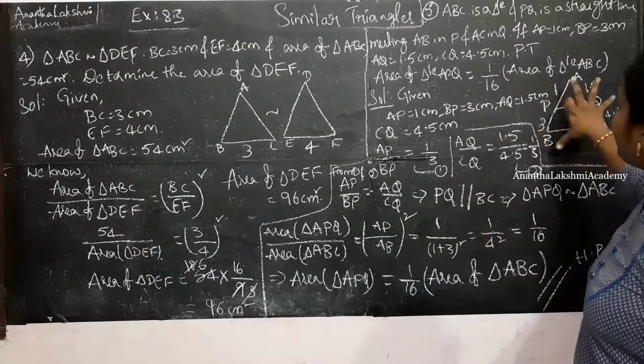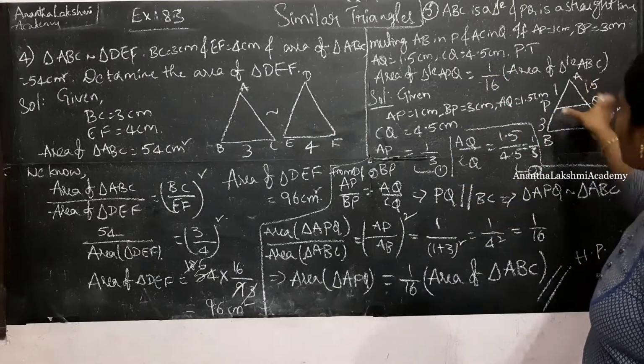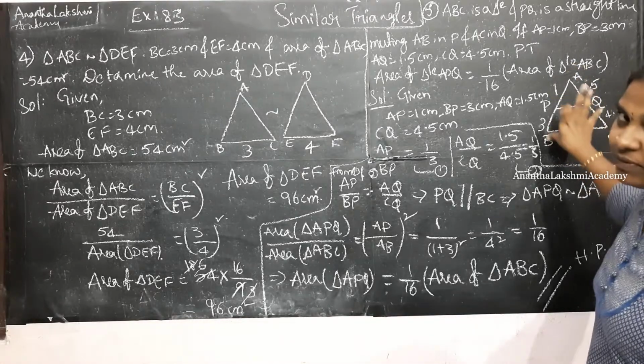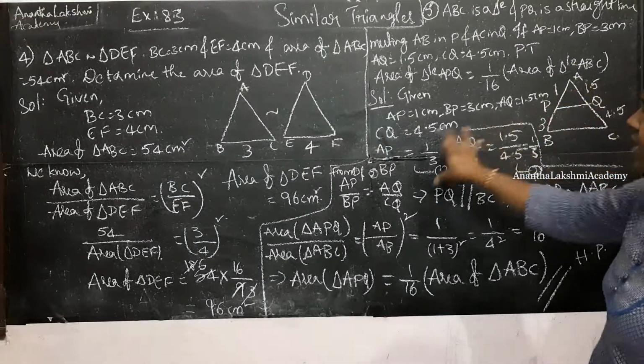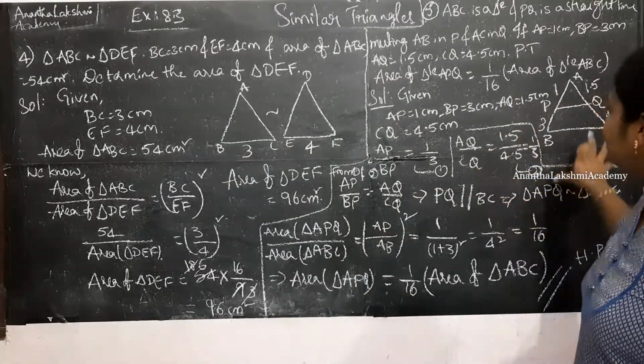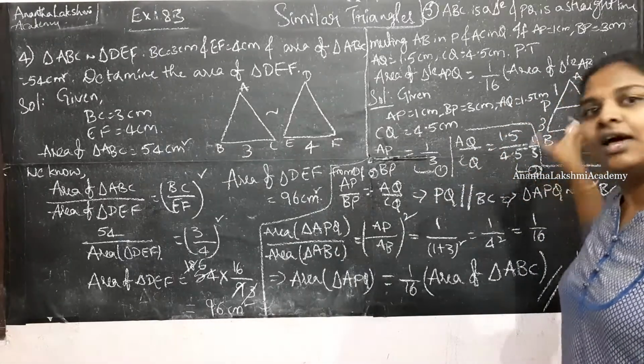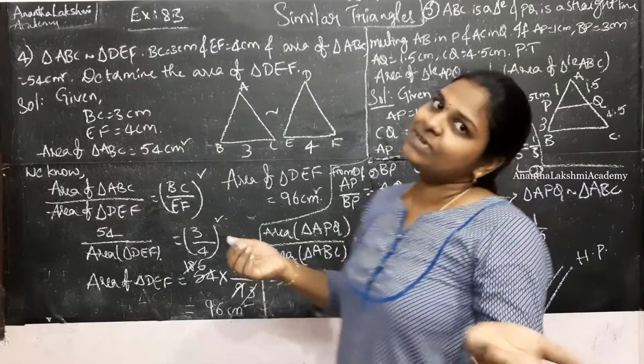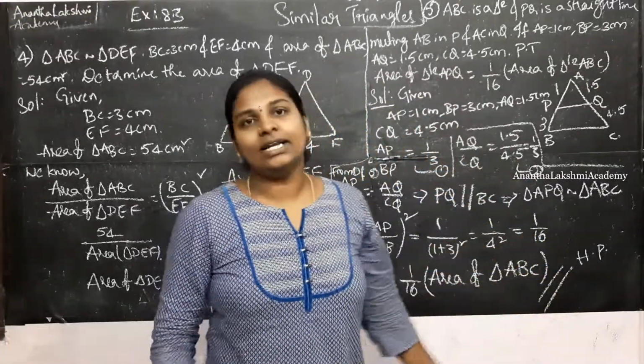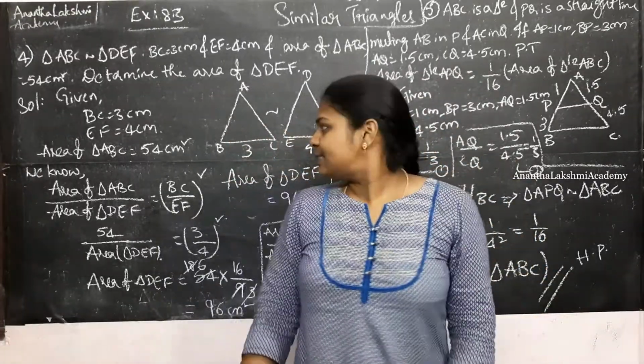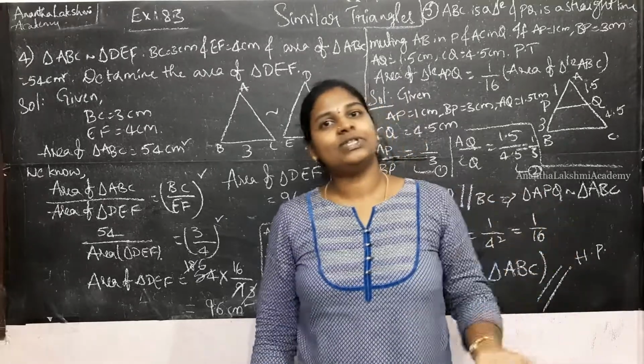Okay. What did we do? We just tried figuring out if triangle APQ and triangle ABC are similar. How did we do it? By taking the ratios. Since the ratios are equal, we said those two triangles are similar. Once you know that they are similar triangles, we have the formula and we applied it and got the result. Alright, that is about problem number 5. Let's jump into the next problem.